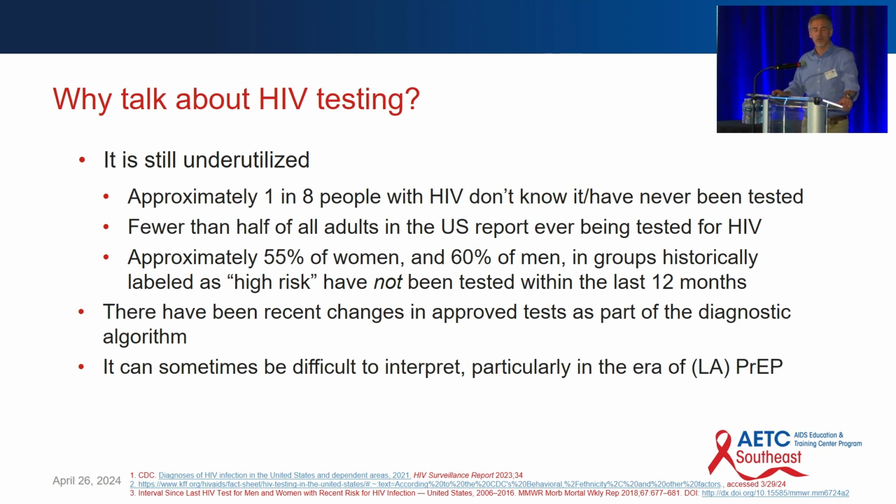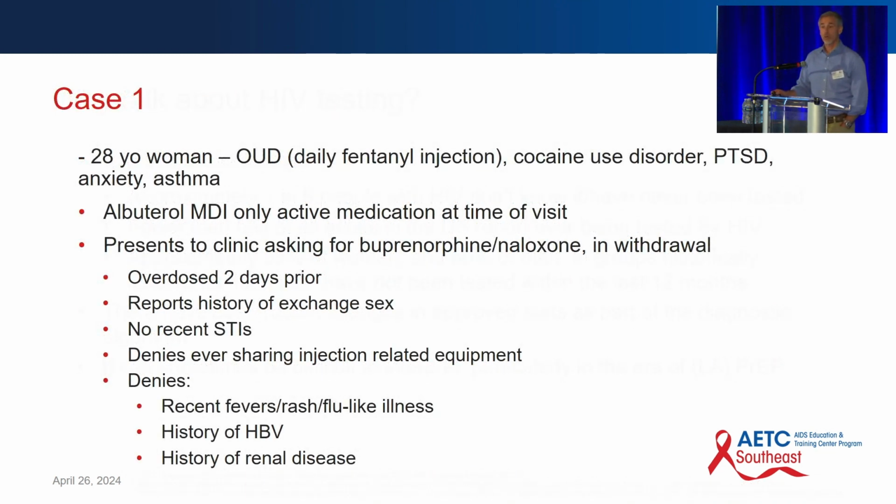Second, I think it's important to talk about HIV testing because there actually have been changes in some of the recently approved tests as part of the diagnostic algorithm, and we'll go over those. And third, as we will see, it can sometimes be difficult to interpret the results, particularly in the era of LA PrEP. So we'll start with a case.